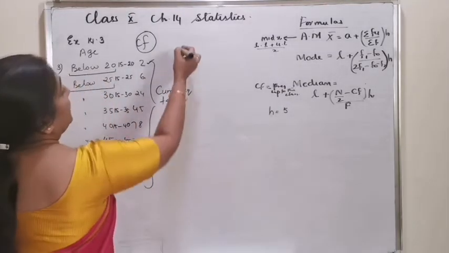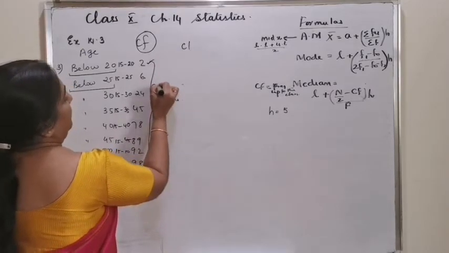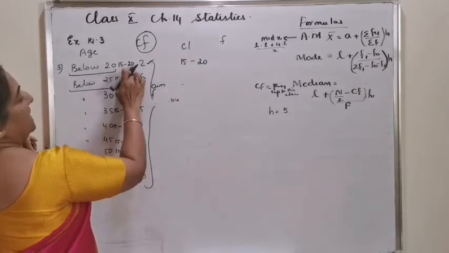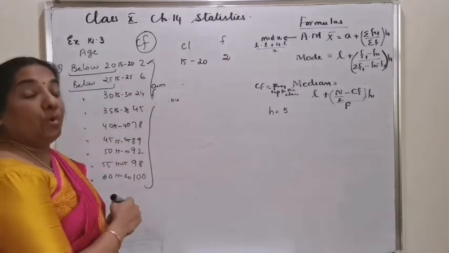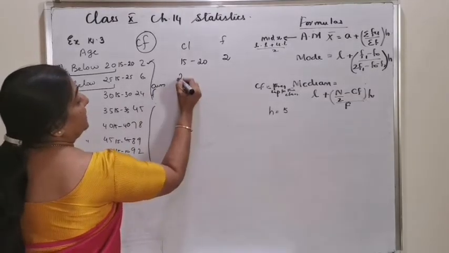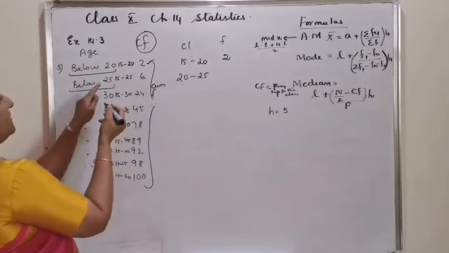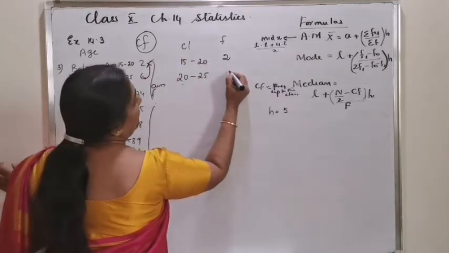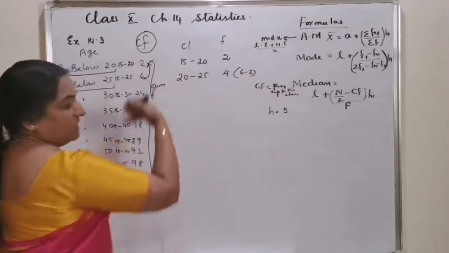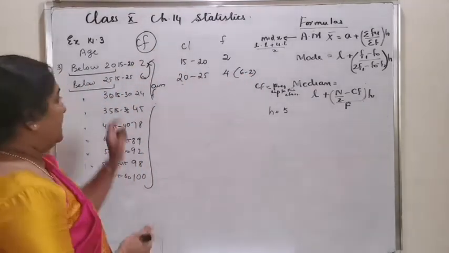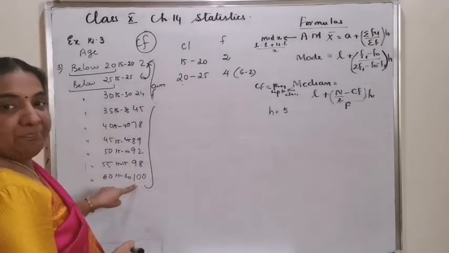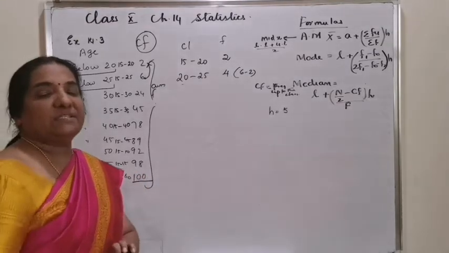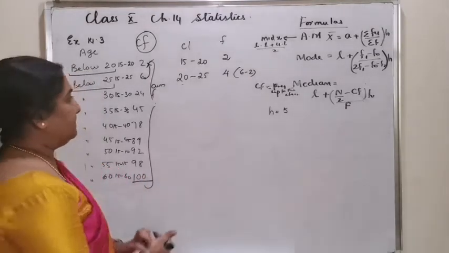That means the classes will be 15 to 20, the frequency as normal. What will be the next class? It is 20 to 25 and it is not 6. It is 6 minus 2, 4, because the given table is a cumulative table. That can be understood very well if you see the frequency getting increased and reaching the last number 100, which gives the total frequency.